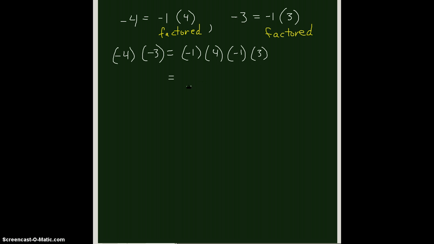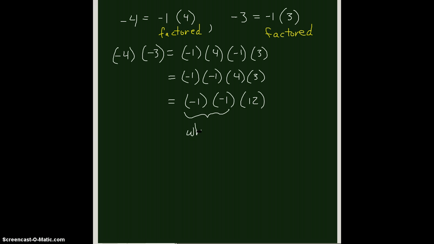Multiplication is commutative, so I'm going to rearrange all of these. Minus 1 times minus 1, 4 times 3. We know 4 times 3 is 12, so this turns out to be minus 1 times minus 1 times 12. So the real question is, what is negative 1 times negative 1?